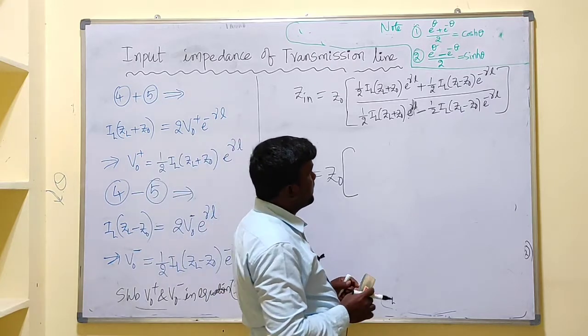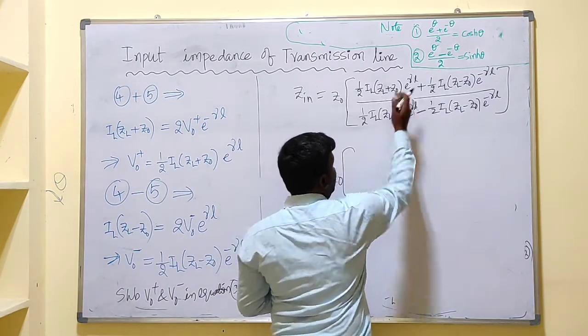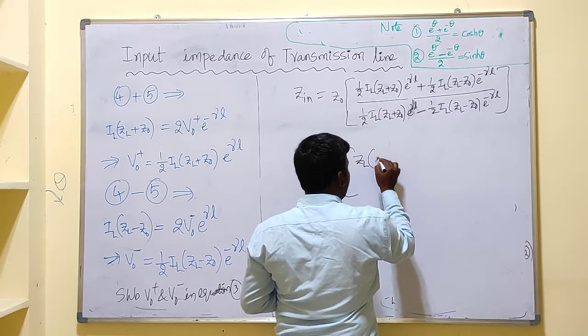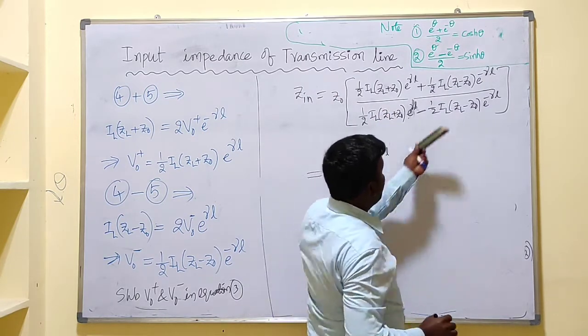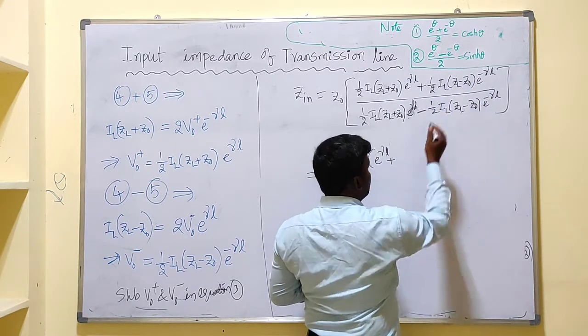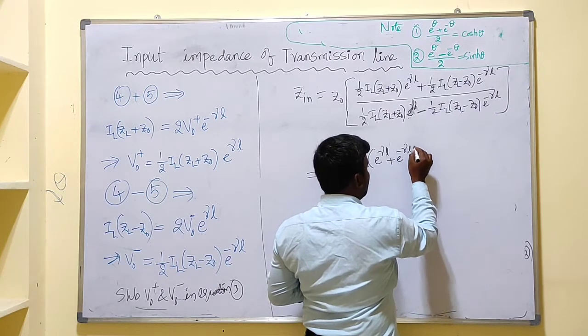ZL into e to the power gamma L means I can take again ZL as common here. ZL e to the power gamma L, and here ZL into e to the power minus gamma L, that is plus ZL. So that's why we can write e to the power gamma L.